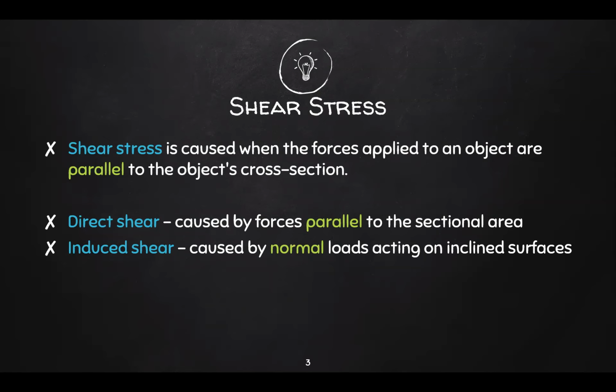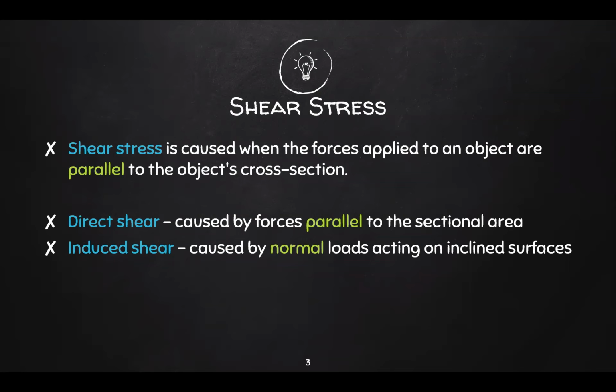Now we have two types, your direct shear and induced shear. Direct shear is caused by forces parallel to the sectional area, hence direct, because the force itself is what's causing the stress. The other type is induced shear. It's caused by normal loads acting on inclined surfaces. Now you might think that that's familiar, and that's because it is. It is your shear stress on inclined plane, which is what we discussed under stress in our last meeting.